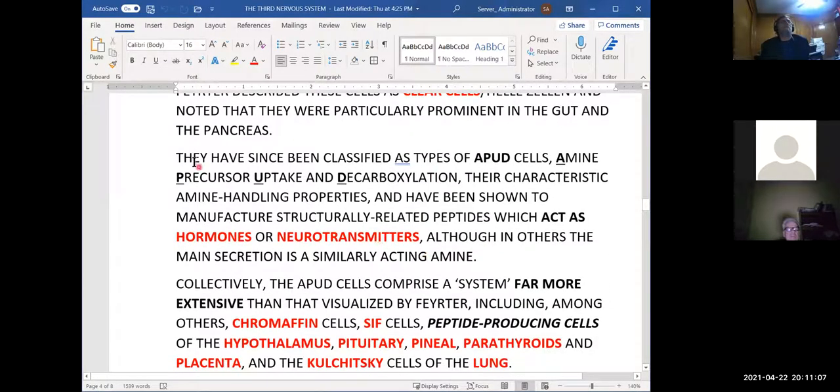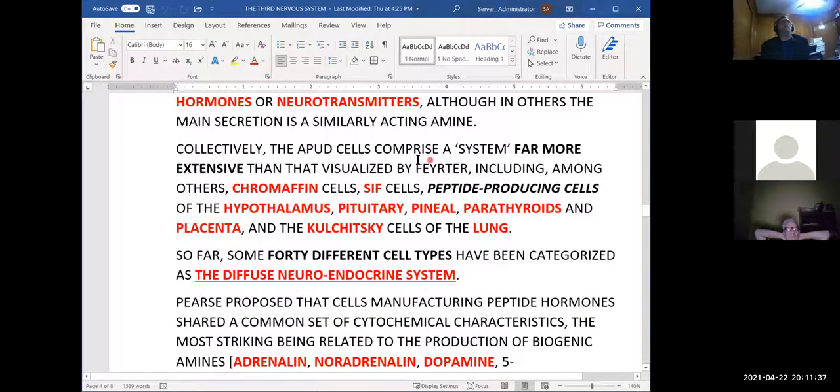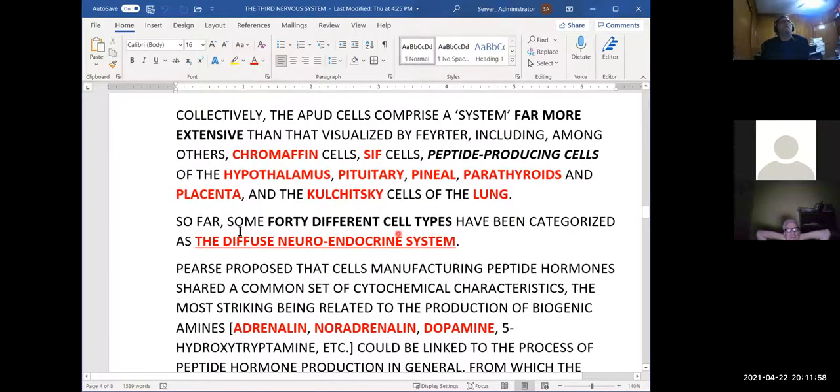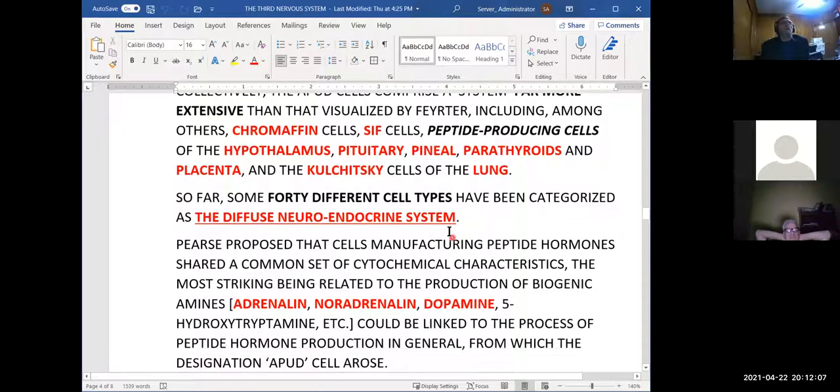They have since been classified as types of APUD cells, which we mentioned before: amine precursor uptake and decarboxylation. Their characteristic amine handling properties have been shown to manufacture structurally related peptides which act as hormones or neurotransmitters, although in others the main secretion is a similarly acting amine. Collectively, the APUD cells comprise a system far more extensive than that visualized by Feyrter, including, among others, chromaffin cells, CIF cells, peptide-producing cells of the hypothalamus, pituitary, pineal, parathyroids, and placenta, and the Golgi cells of the lung. So far, some 40 different cells have been categorized as the diffuse neuroendocrine system.